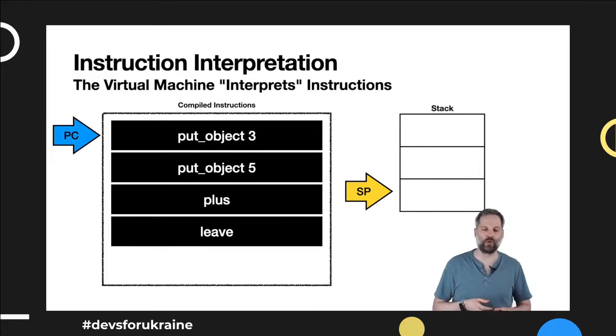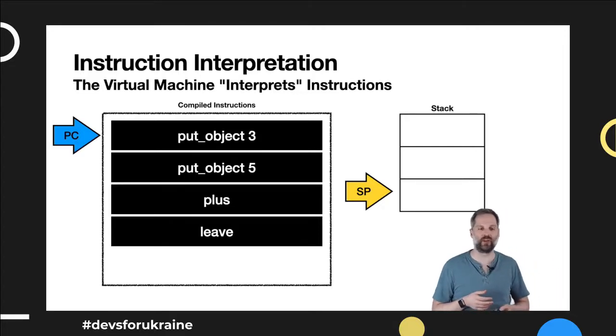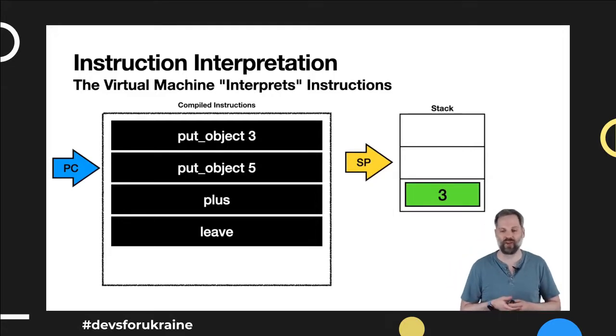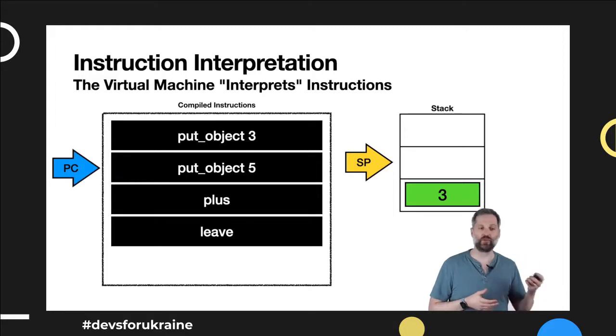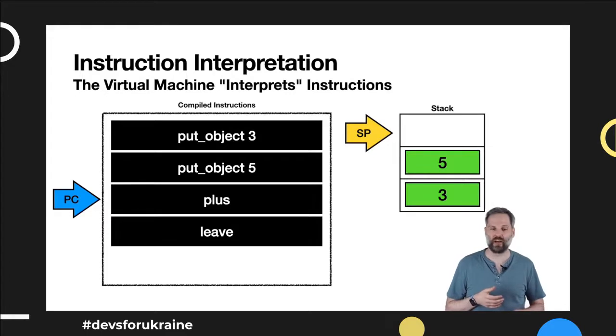So when the virtual machine executes an instruction, first it pushes the PC forward and then executes whatever it was on. So in this example, first we'll push the PC forward, then it'll execute the put object instruction, which pushes a 3 onto the stack. Next, we'll do the same thing. We'll push the PC forward. This one pushes a 5 onto the stack.